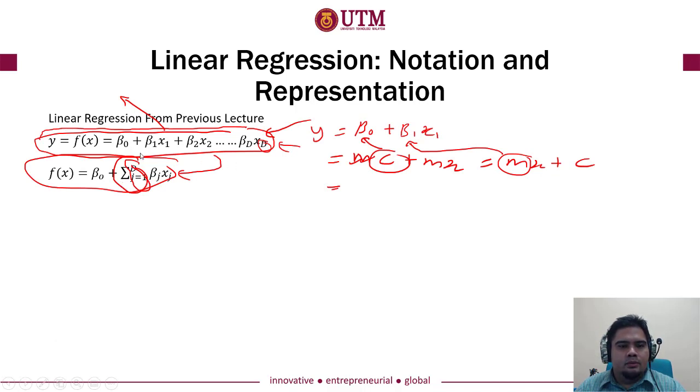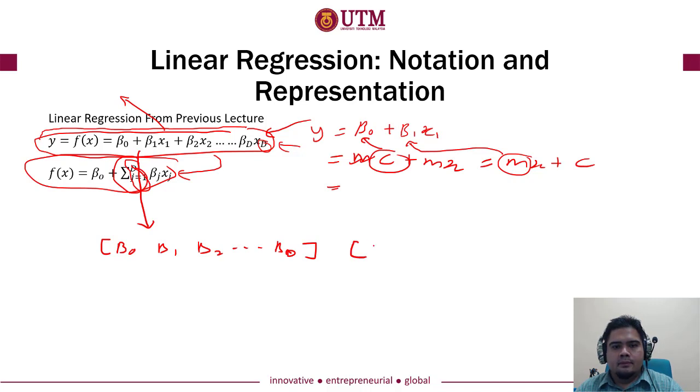Let's discuss this expression. You can have a matrix like this: beta naught, beta 1, beta 2 until beta d, and then you have another one: 1, x1, x2 until xd. If you want to change this equation into a matrix form like this, it consists of two components.